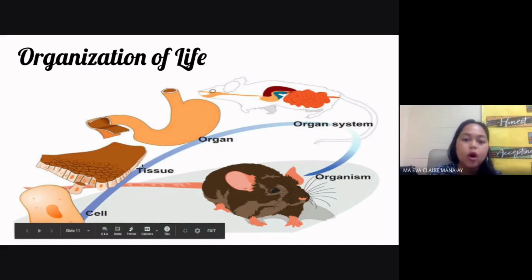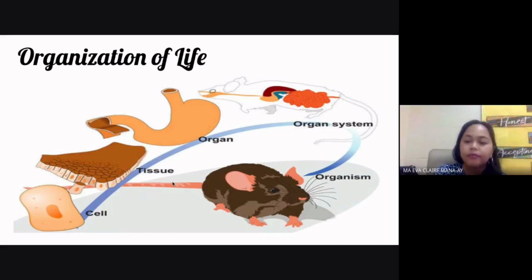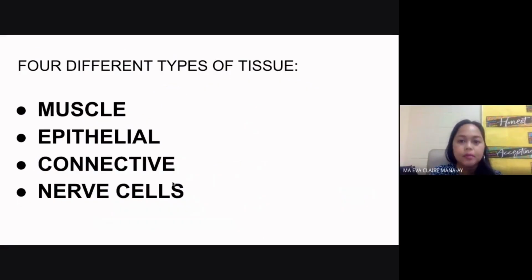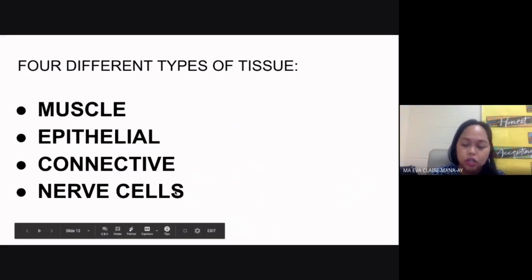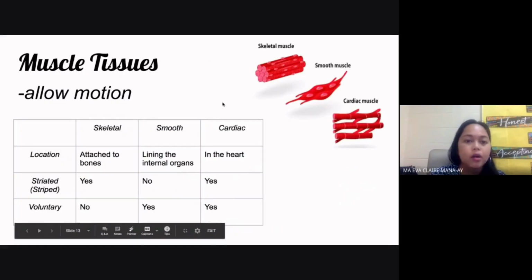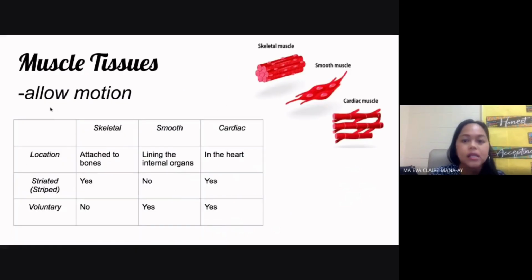Okay, now we go to the different tissues that you have. There are 4 different types of tissue. These can be found on your screen. You have your muscle tissue, your epithelial tissue, your connective tissue, and then, of course, your nerve tissue. The first one here is your muscle tissue, and this allows motion. These are the types of tissues that help us in movement or in motion.